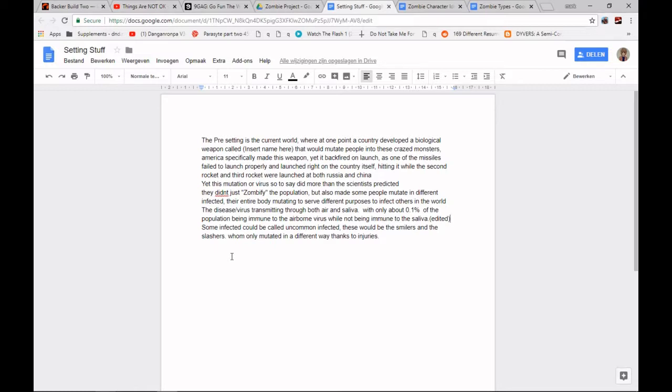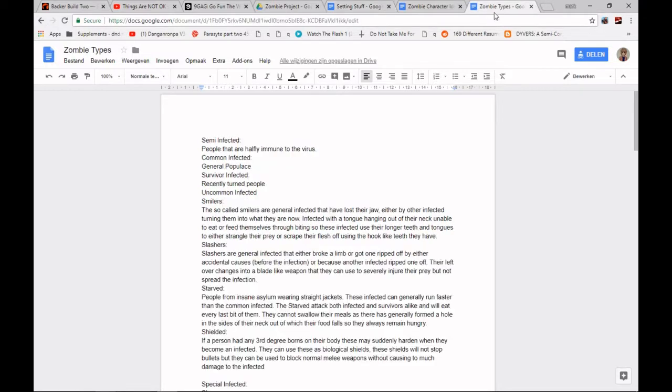Now, let's go to the zombies, because that might be good. Now you have the semi-infected, which are people that are half immune to the entire virus. Basically, this allows them to keep control for the most part until they smell blood, in which case the zombie infection will engage, and they will generally try to attack. Now, these infected recognize each other as semi-infected, so if a semi-infected bleeds, the other semi-infected don't pile up on them.